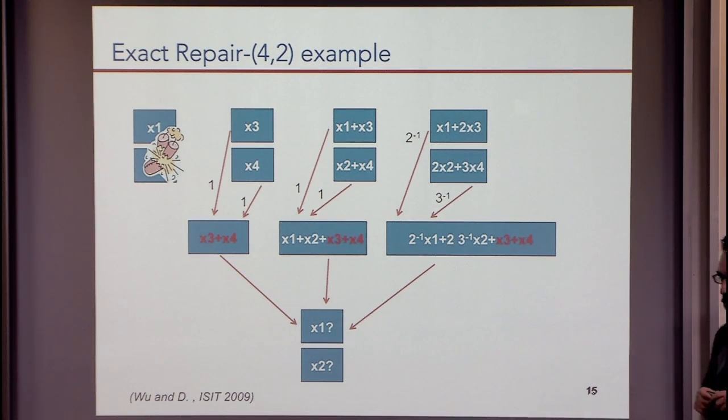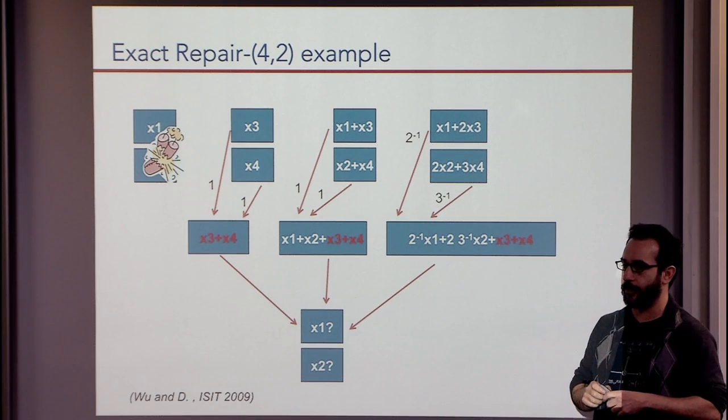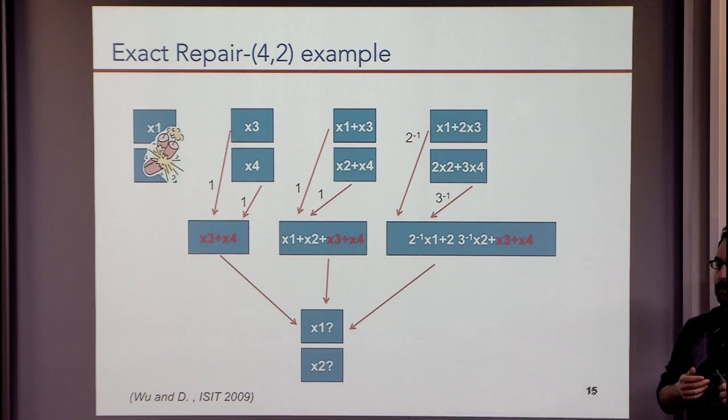And there are a few questions now that are obvious. The first one is, okay, what about a 5,2 code or a 5,3 code or any other code? What's the minimum repair communication?